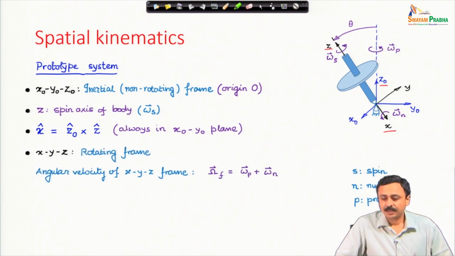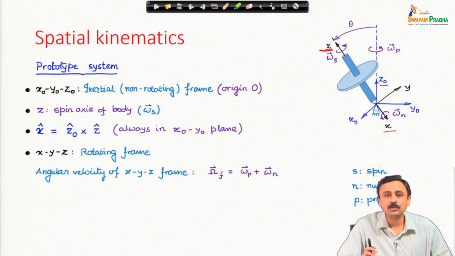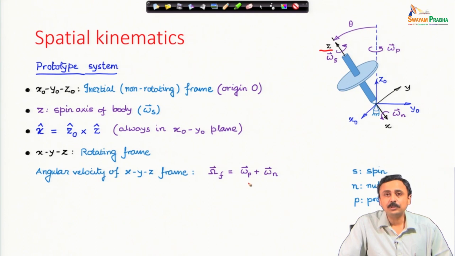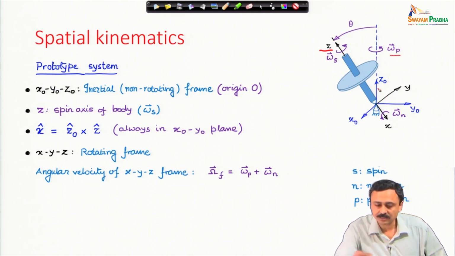Now, x, y, z is a rotating frame. Why is it a rotating frame? Because the z axis is rotating about the z naught axis. This is called precessional motion. The angular velocity of the frame x, y, z is given by capital omega f, that is equal to omega p, which is the precessional motion, plus the nutational motion. You can now see that the precessional motion omega p turns the x, y, z axis.